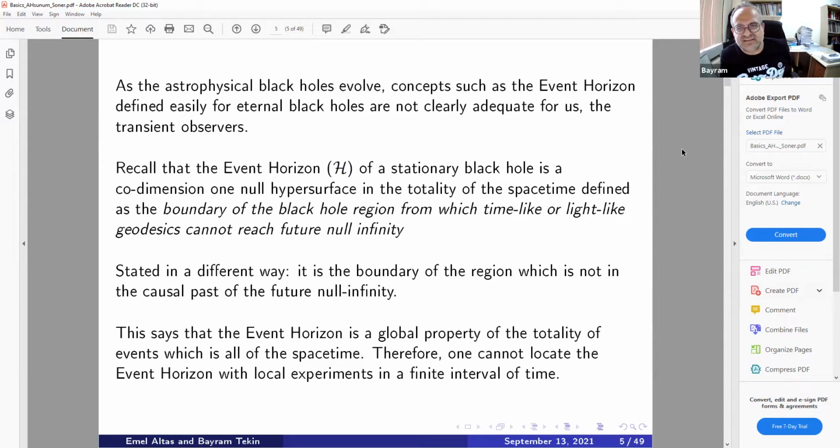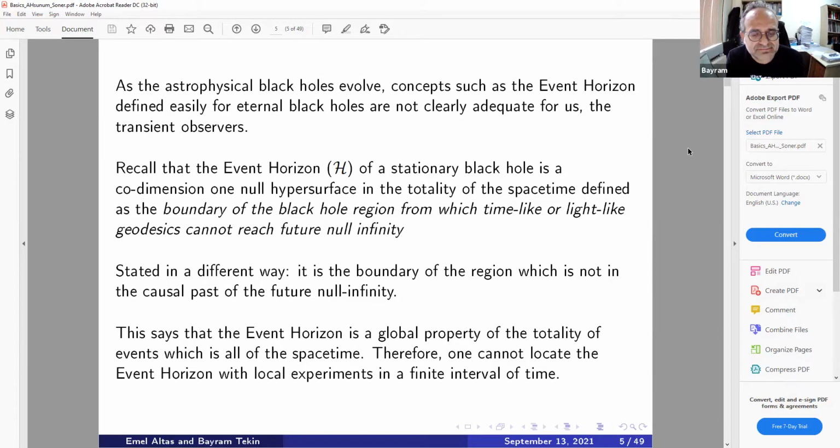So what is the event horizon? Let's remember what that is. Event horizon is a codimension one null hypersurface in the totality of space-time, defined as the boundary of the black hole region from which time-like or light-like geodesics cannot reach future null infinity. The important thing is, in time, you have to go to infinite future to be able to say that there is a black hole inside the space-time. So an event horizon is a global property of space-time. That means event horizon is non-local in time. You have to know the totality of all the events in the space-time, which we don't know, right?